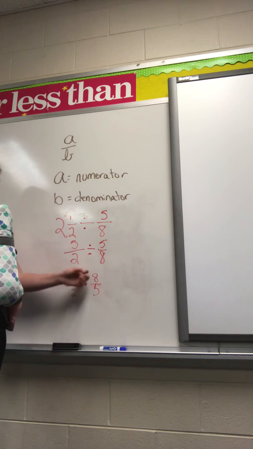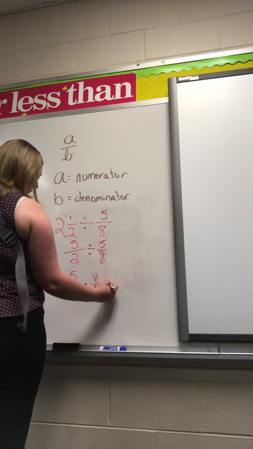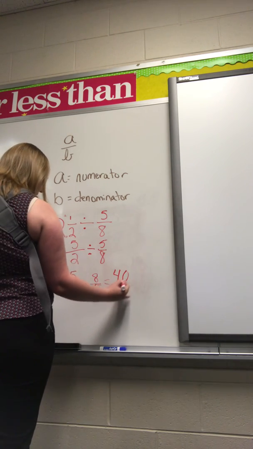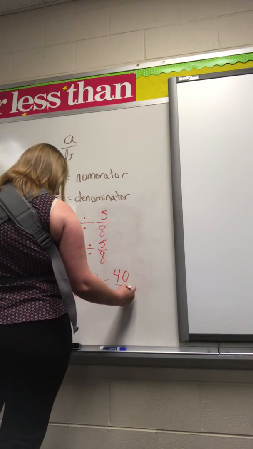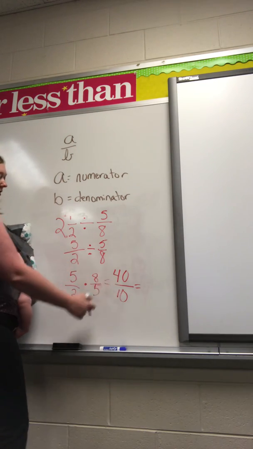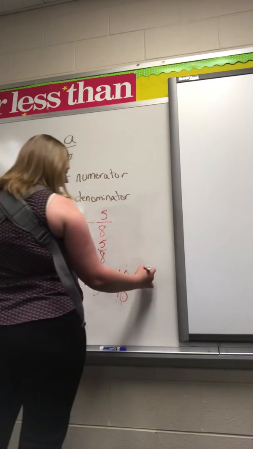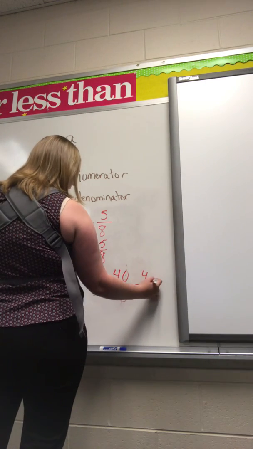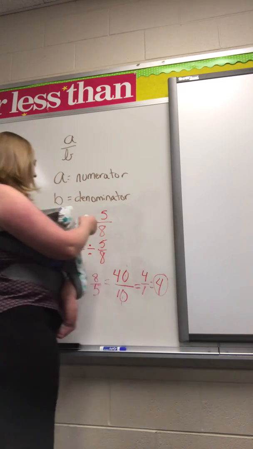Five halves times 8/5. 5 times 8 is 40. 2 times 5 is 10. Luckily, these both end in a 0, so those zeros cancel out. It's the same as dividing both by 10. We end up with 4/1, which is 4. So our answer here is 4 whole.